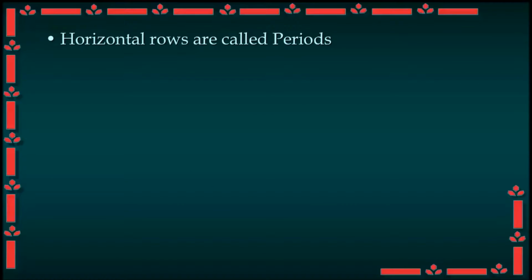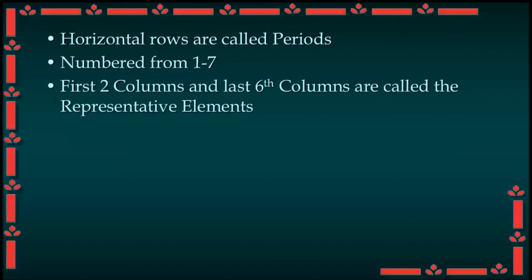Horizontal rows are called periods. They're numbered from 1 to 7.